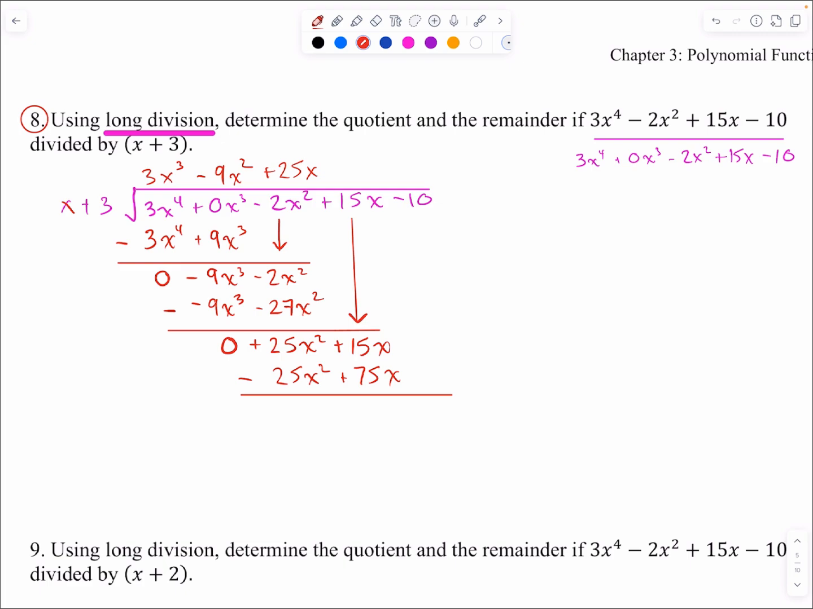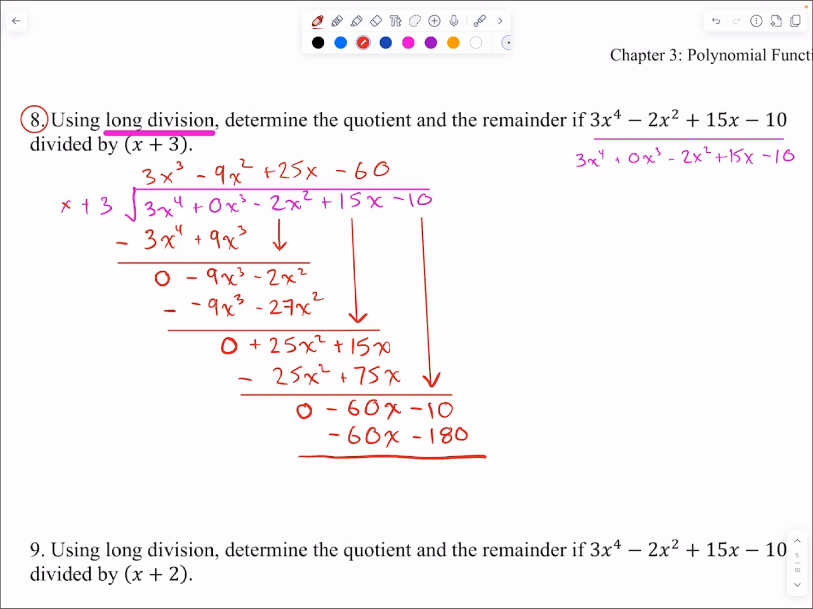So 25x squared minus 25x squared. Again, the goal is to zero out that leading term. And then we're going to go 15x minus 75x. That's going to be negative 60x. We're going to bring down that last term, that negative 10. And finally, what do we need to multiply x by to get to negative 60x? We just need to multiply x by negative 60. And that's going to give us, if we distribute that, negative 60x, and then negative 60 times 3 is negative 180.